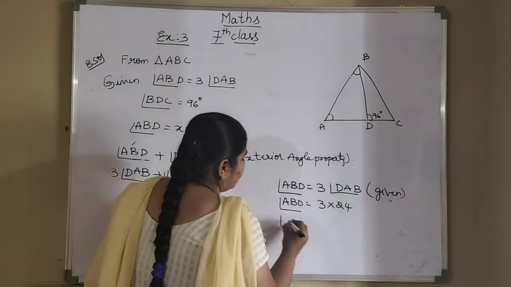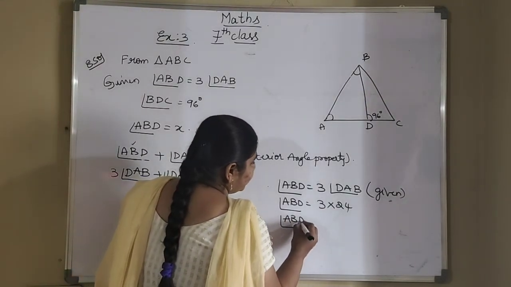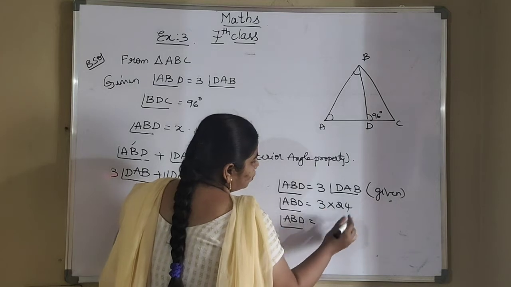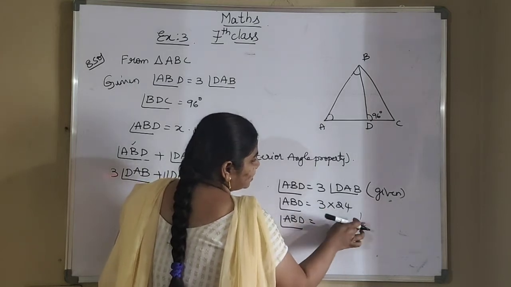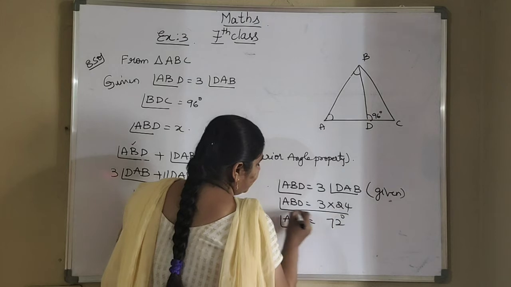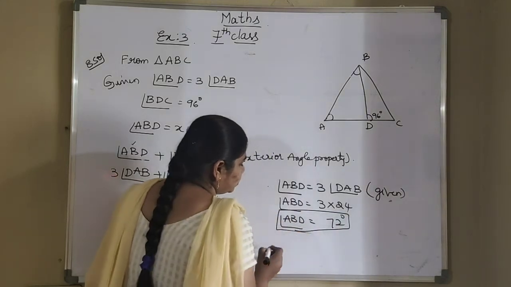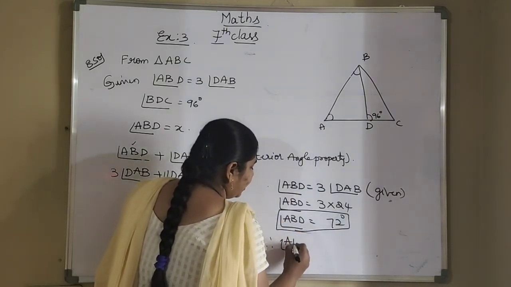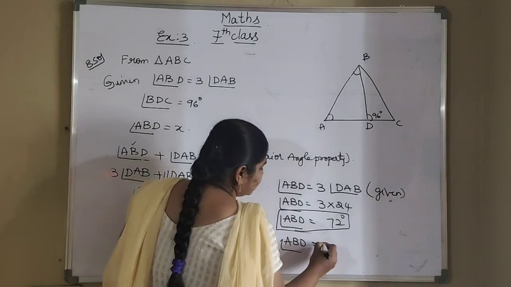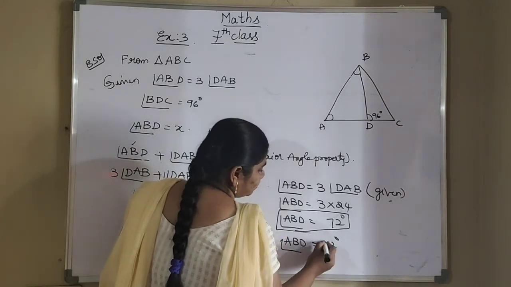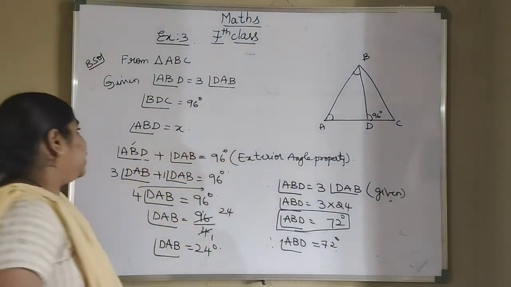So now angle ABD is equal to 2 3s are 6, 3 2s are 6, that is 7... so it will be 72 degrees. So you got the angle ABD value as 72 degrees. So this is our 8th solution.